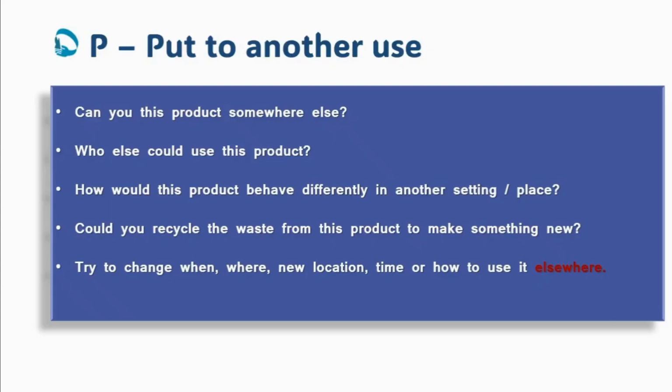Simple. You can take the example from your clothes, right? Once the cloth is used by you, what is your mother doing with that cloth? She is using the same cloth in various places, right? Sometimes it's a mopping cloth and sometimes it's a cleaning cloth. So the product is the existing one, now the use is changed. That is the ultimate meaning of put to another use.